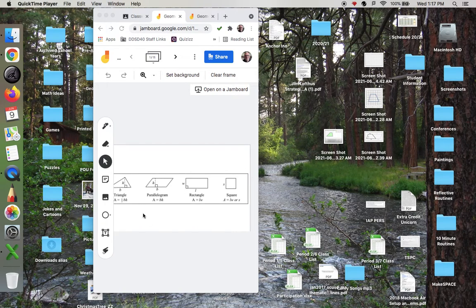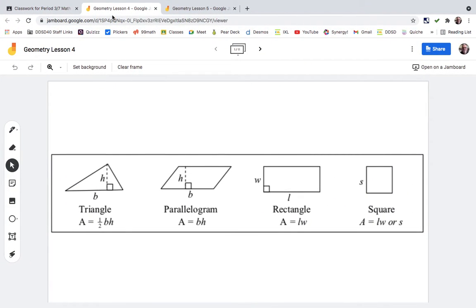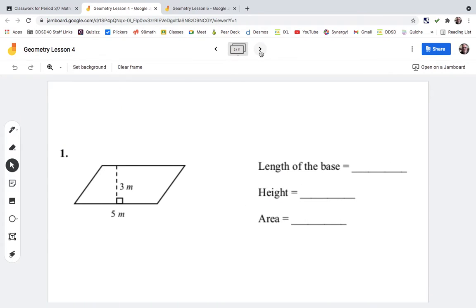This is a recap for Wednesday, June 9th. And in this recap, there's going to be an answer key for Geometry Lesson 4 and Geometry Lesson 5. We'll start with 4. This card is just a formula, so you don't need to write anything on that.